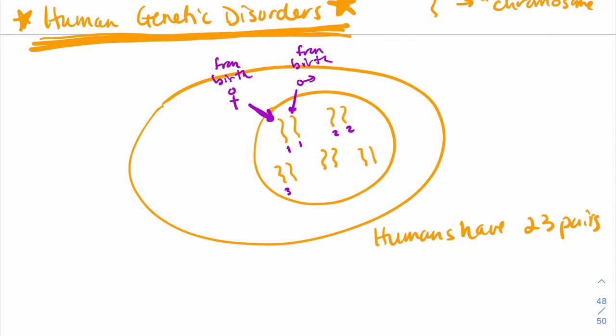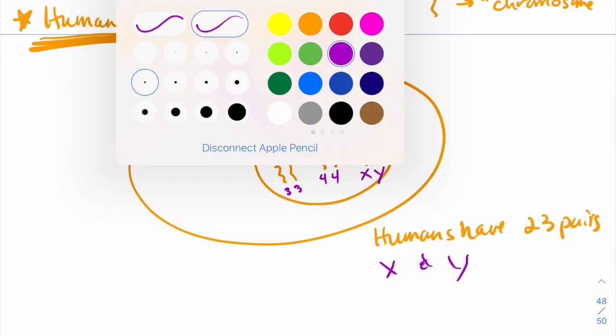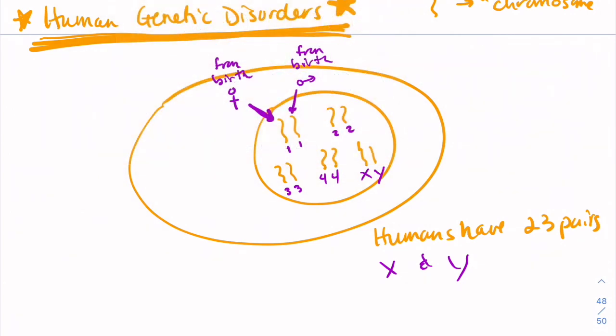So let's see, we got a pair of 3s, we have a pair of 4s, all the way up to, because I can't draw all of them in here, all the way up to the very last pair of chromosomes, which do not get a number, right? What are they? Remember? They are the X and the Y. Remember? So I'm going to put an X for this one and a Y here. Oops, I didn't draw them quite correctly. There we go.